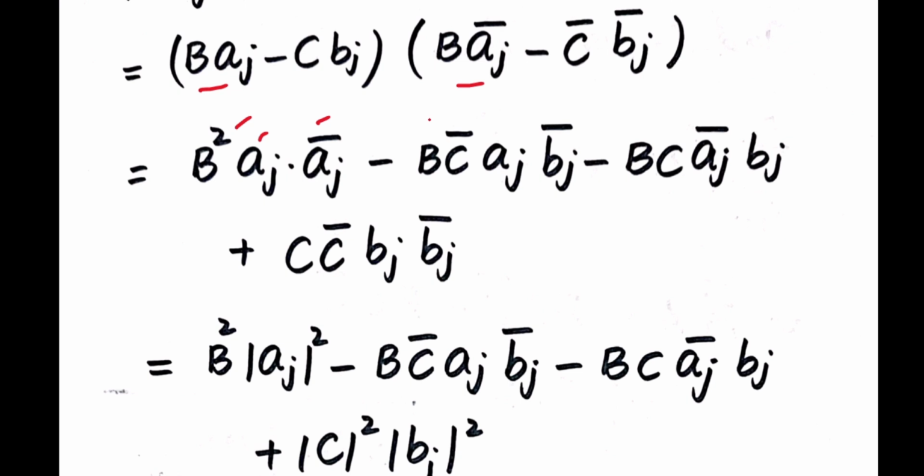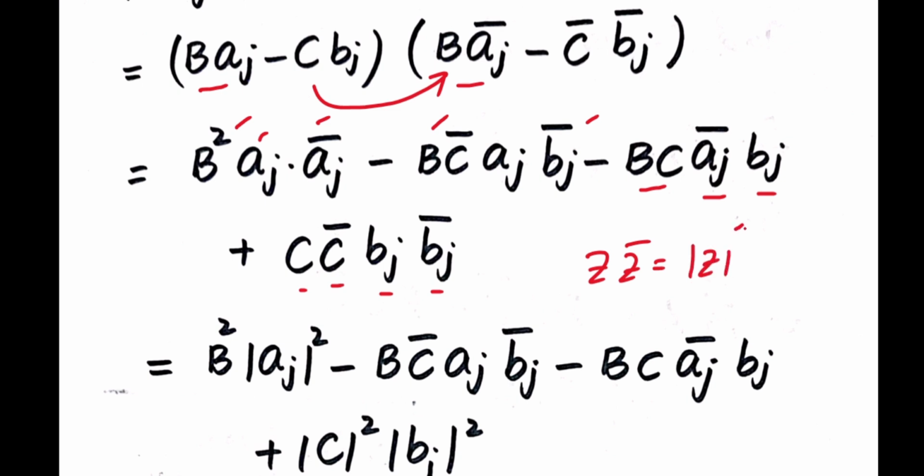We have B C conjugate A_j into B_j conjugate. When we multiply these two terms, we have minus B C into A_j conjugate into B_j. And lastly, we have C into C conjugate, B_j into B_j conjugate. Again, using the property that Z into Z conjugate is equal to Z modulus square. So the product of these two terms can be written as square of A_j.